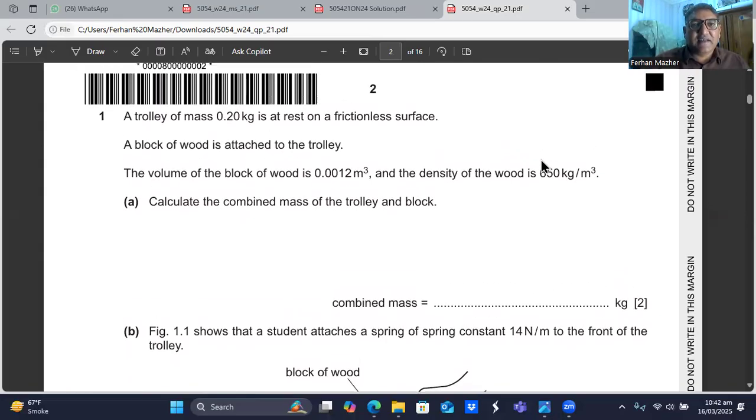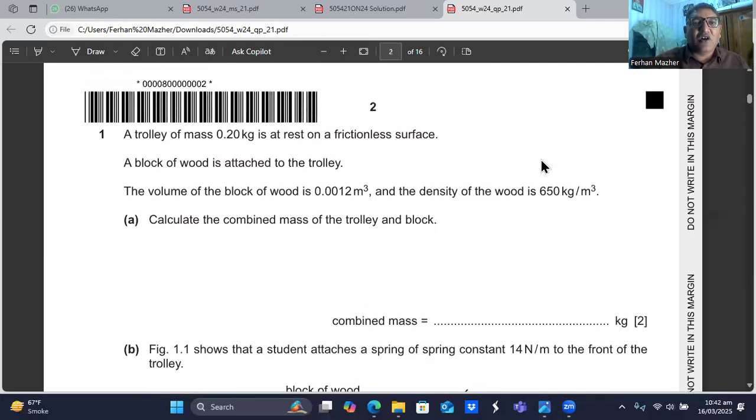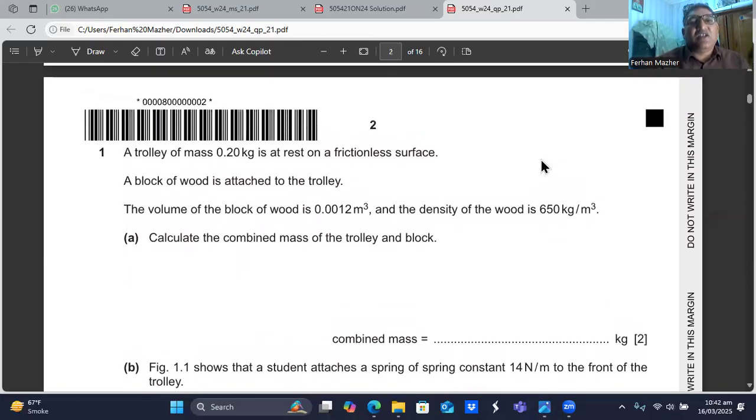It says a trolley of mass 0.20 kg is at rest on a frictionless surface. A block of wood is attached to the trolley. The volume of the block of wood is 0.0012 meter cube, and the density of the wood is 650 kg per meter cube. Calculate the combined mass of the trolley and the block.